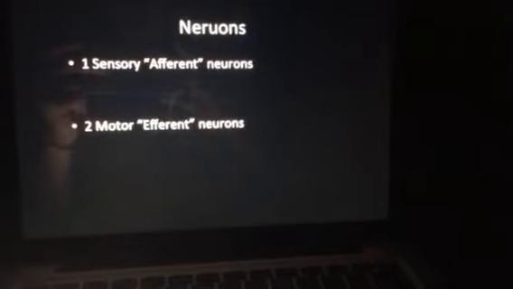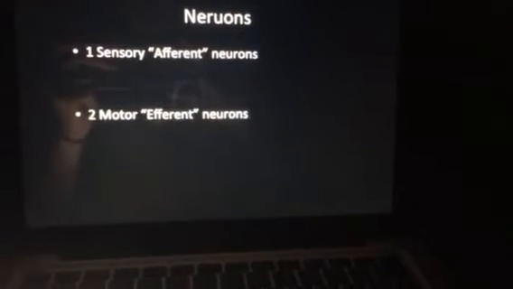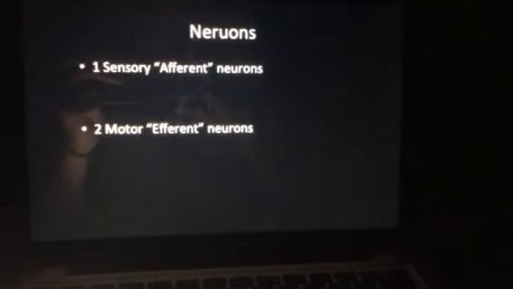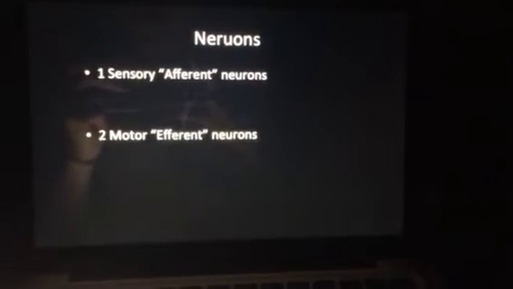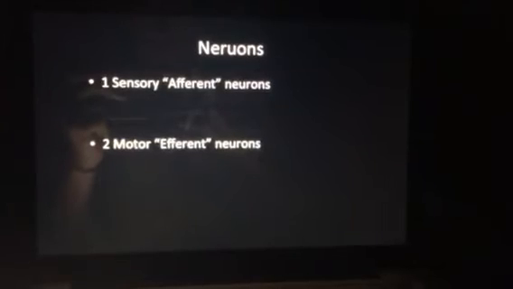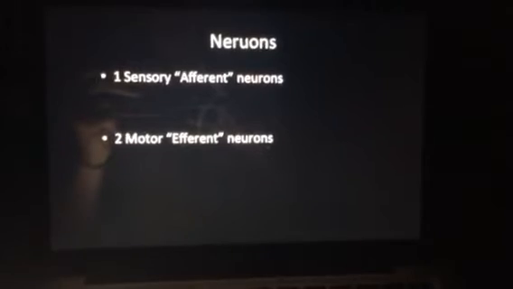There are two types of neurons. They are sensory afferent neurons, which conduct impulses from the peripheral nervous system to the central nervous system. The second type of neuron is a motor or efferent neuron that conducts impulses from the central nervous system to the muscles to create movement.